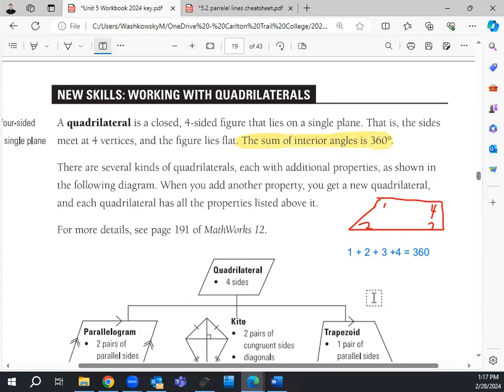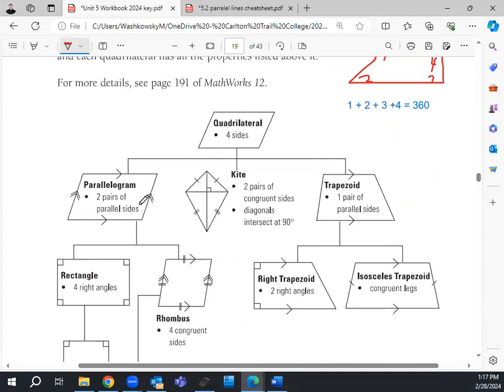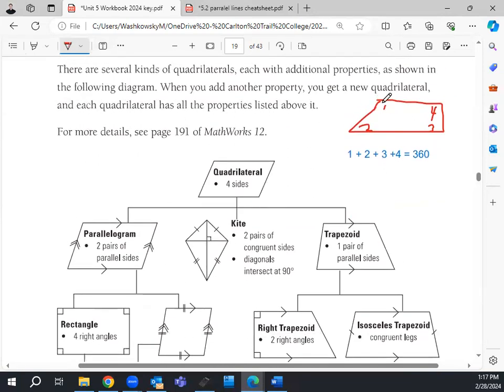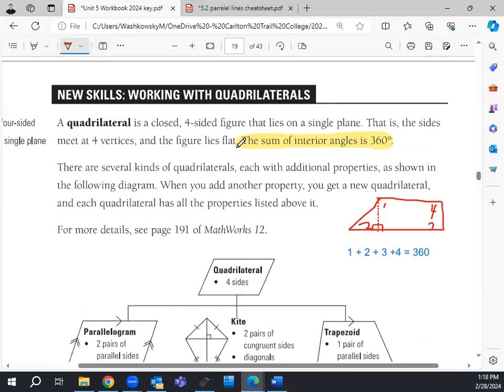So that's the really big one: you need to know the 360 degrees. You can always break down a really difficult shape by looking at it. I could look at this and be like, oh, now I have a triangle here, or I have right angles and stuff. So you can always break down hard shapes later. But the big one here is we need to know that the sum of interior angles is 360 degrees.